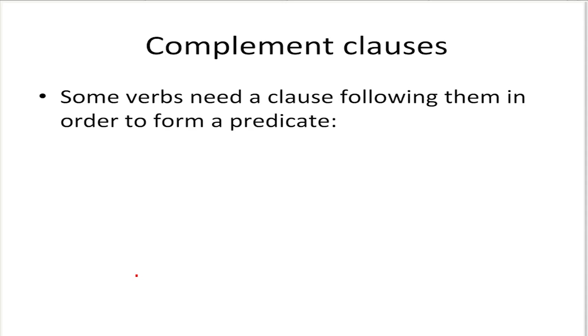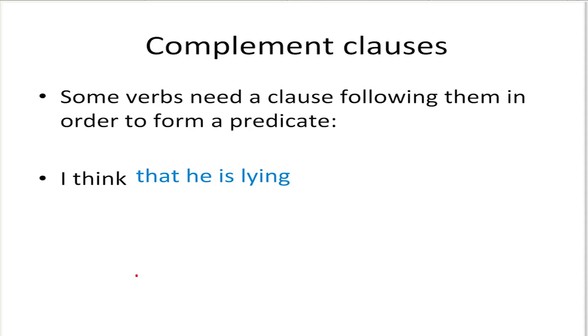Remember that there are some verbs that need a noun phrase following them inside the verb phrase in order to form a predicate. We call these transitive verbs. But instead of a noun phrase, there are some verbs that need a clause following them in order to form a predicate. So for example, we can't just say, "I think." There needs to be something more. For example, "I think that he is lying."